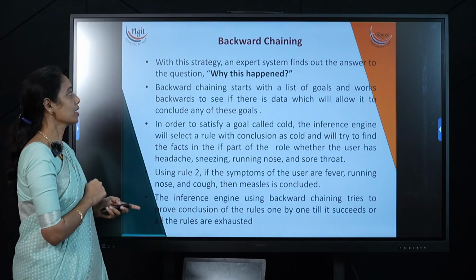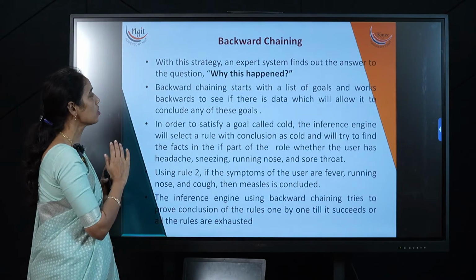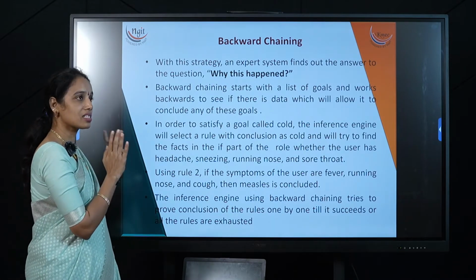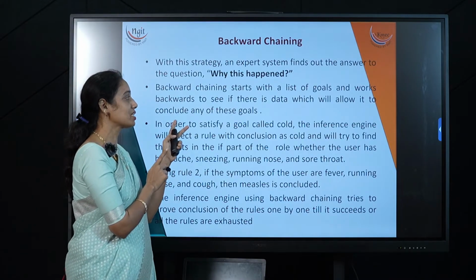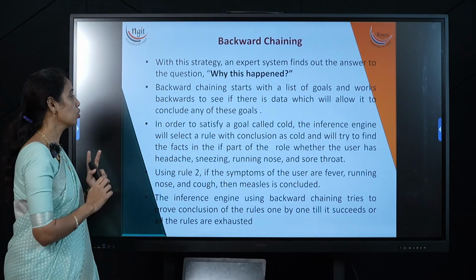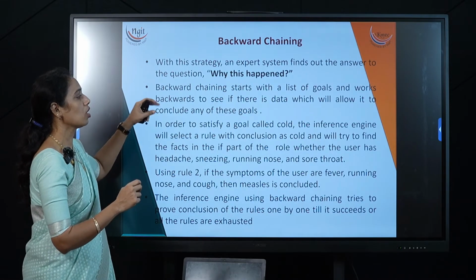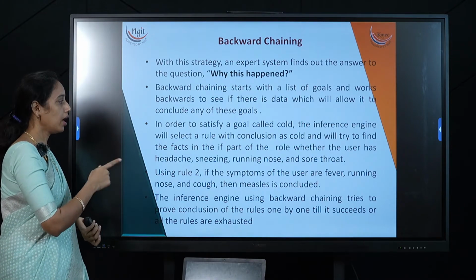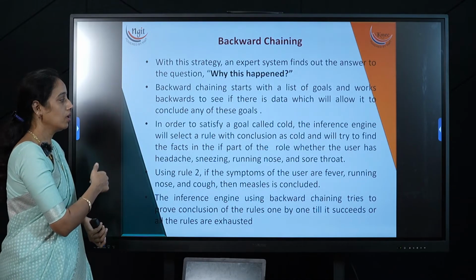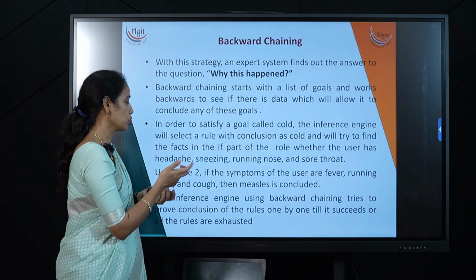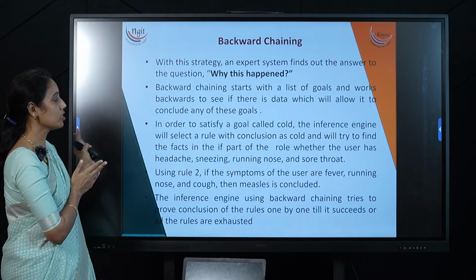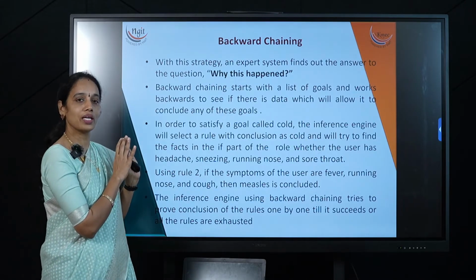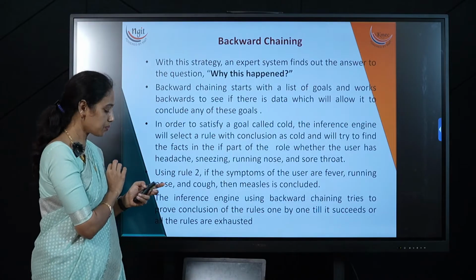And then backward chaining. With this strategy, an expert system finds out the answer to the question: why did this happen. Okay. So it will start with a list of goals and work backwards to see if there is data which will allow it to conclude any of the goals. So in order to satisfy the goal called cold, like the earlier example, the inference engine will select a rule with the conclusion as cold and will try to find the facts for the if part of the rule, whether the user has headache, sneezing, running nose and sore throat. In this way, the inference engine using backward chaining tries to prove the conclusion of the rules one by one until it succeeds or the rules are exhausted. That is backward chaining.